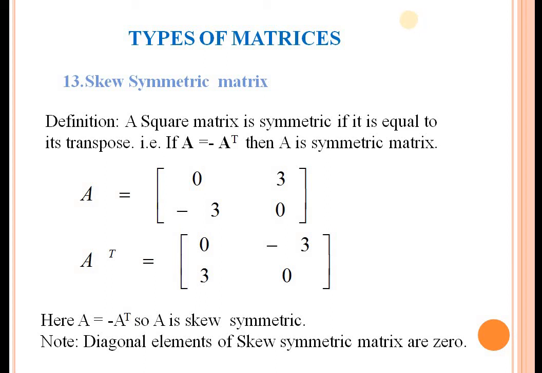Now we see skew symmetric matrix. A matrix is said to be skew symmetric if its transpose is equal to minus A. A matrix is skew symmetric if A transpose is equal to minus A, and here Aij is equal to minus Aji. Now by using this property, the diagonal elements of a skew symmetric matrix are 0.